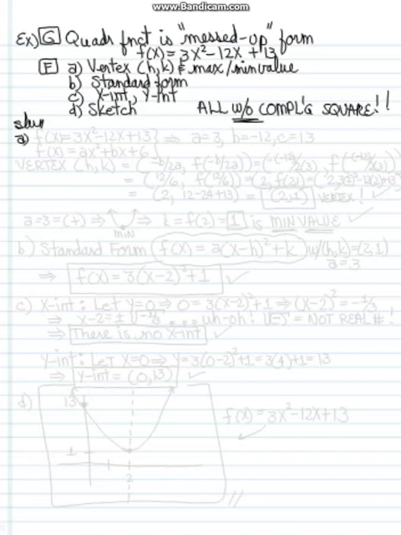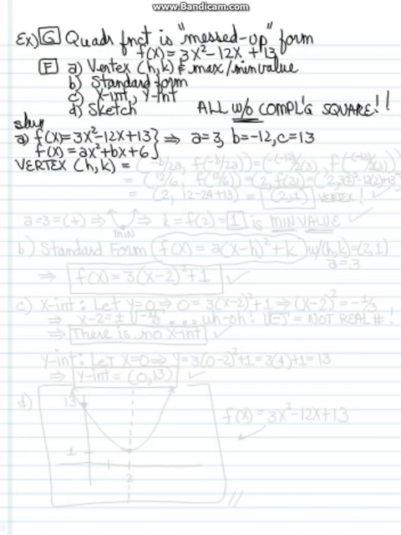So part A, finding the vertex (h, k) and the maximum or minimum value. We're going to compare the given function f of x equals 3x squared minus 12x plus 13 to the general form f of x equals ax squared plus bx plus c. That's a c, not a 6, a c. So a is equal to 3, b is equal to negative 12, and c is equal to 13.